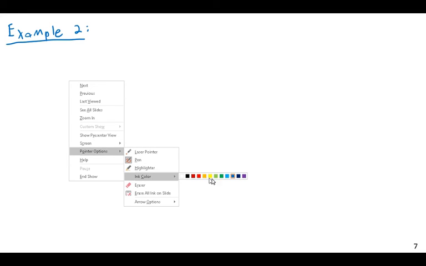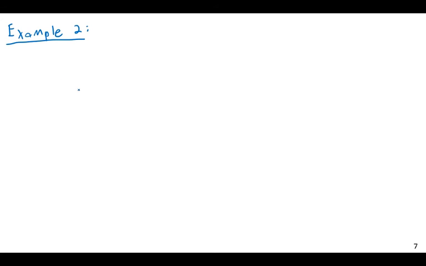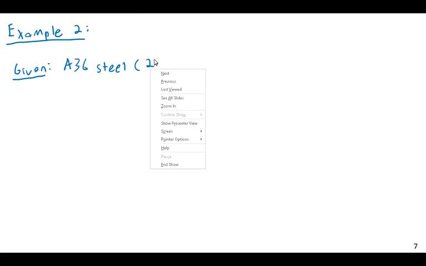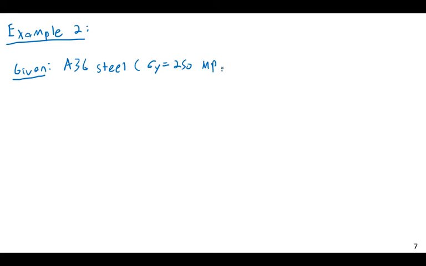I am given the following. A36 steel is what we're restricted to, which has a sigma y of 250 megapascals. The yield stress is 250 megapascals. I am told that I need a factor of safety of 2.0 with respect to yielding.